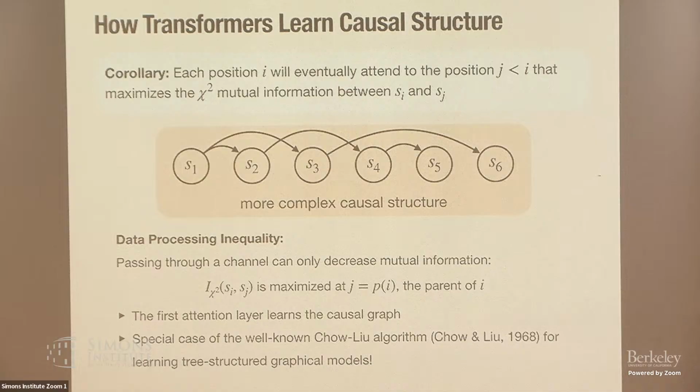This should remind you of Chow-Liu. Chow-Liu is you compute all the mutual informations and you build a spanning tree. This is easier because you know the ordering, right? So you don't need to do the spanning tree. I know I can only depend on ones before me, so I just look and keep the largest one. So you can think of it as just the greedy algorithm when I tell you the ordering of the graph.